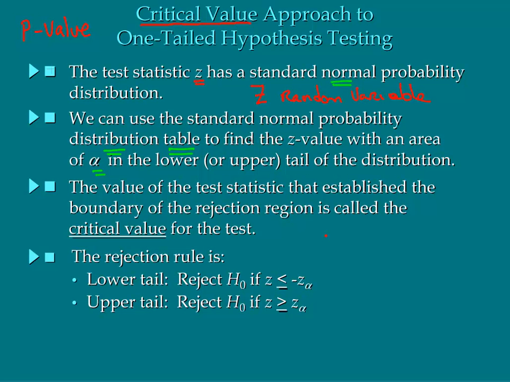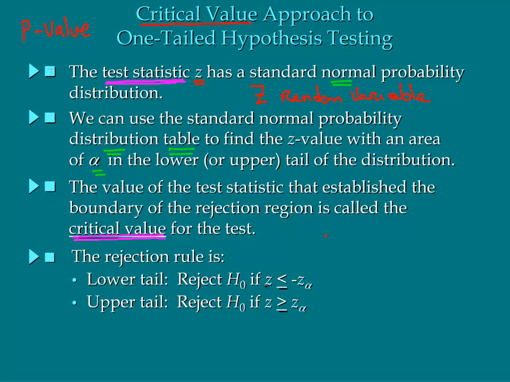Now, the value of the test statistic that establishes the boundary for the rejection region is called the critical value. So let's remark on the fact that we have two values here, the test statistic and the critical value. And these are the two major components of hypothesis testing when you use this approach. Now, the rejection rule is as follows, depending whether you're dealing with lower tail or upper tail tests.